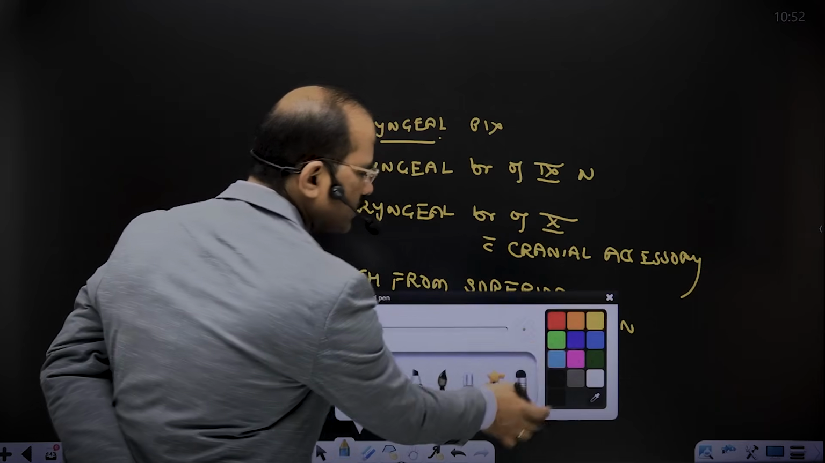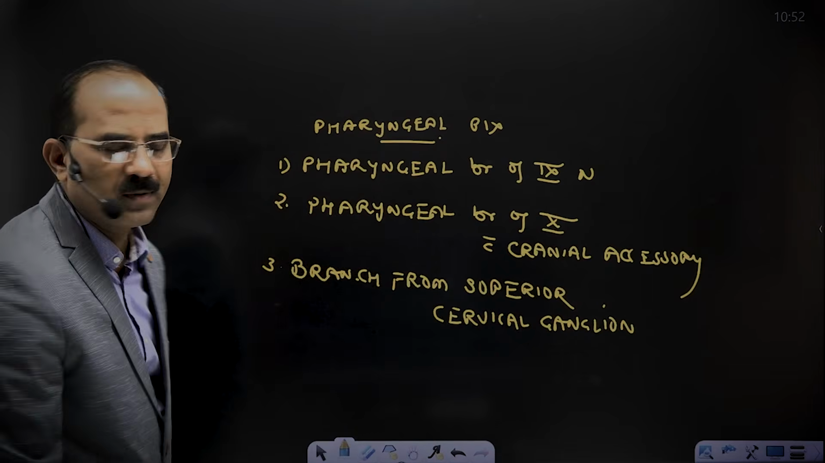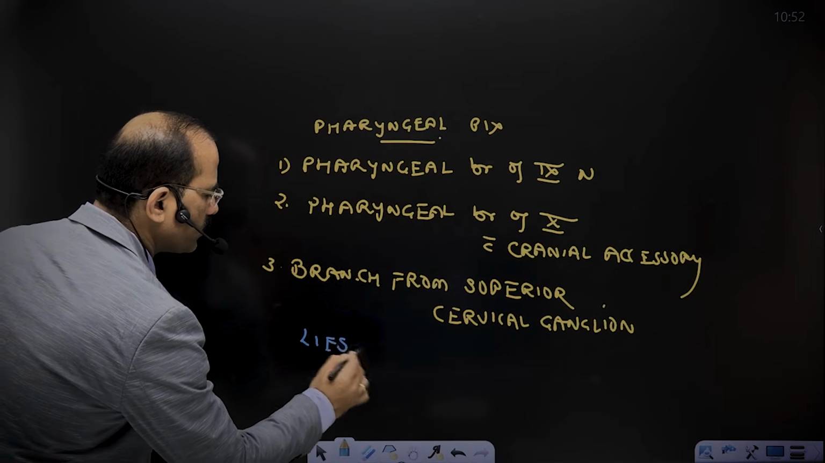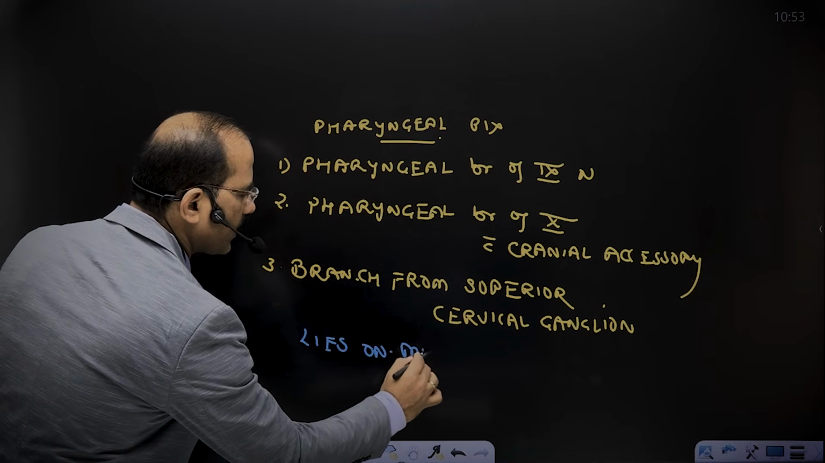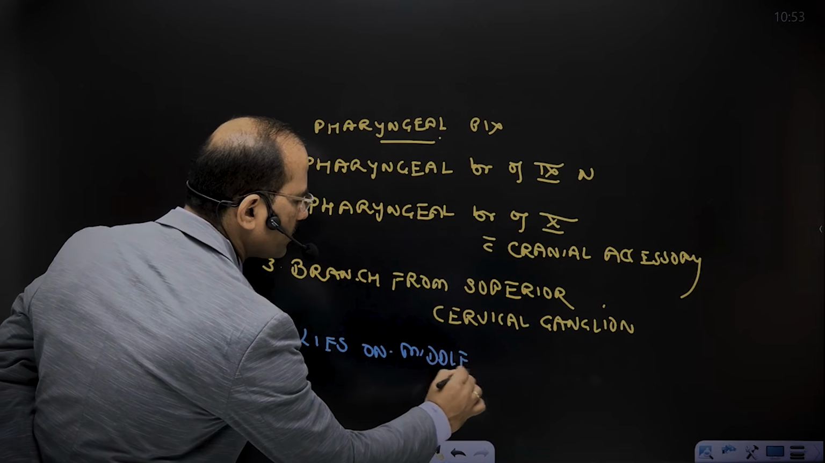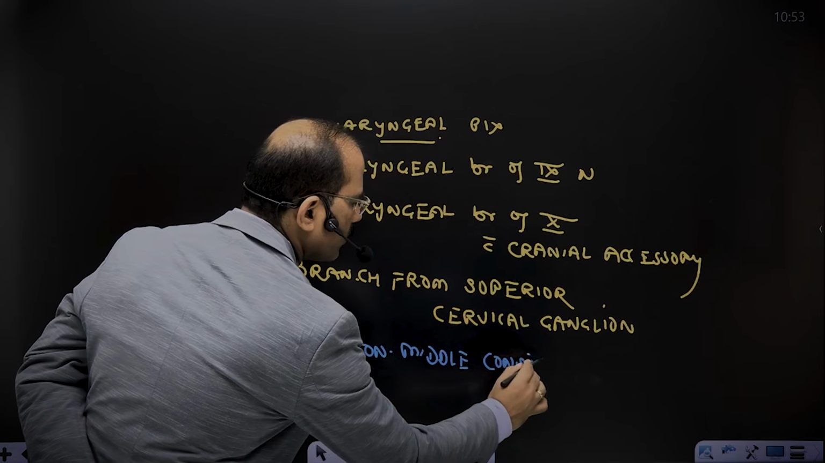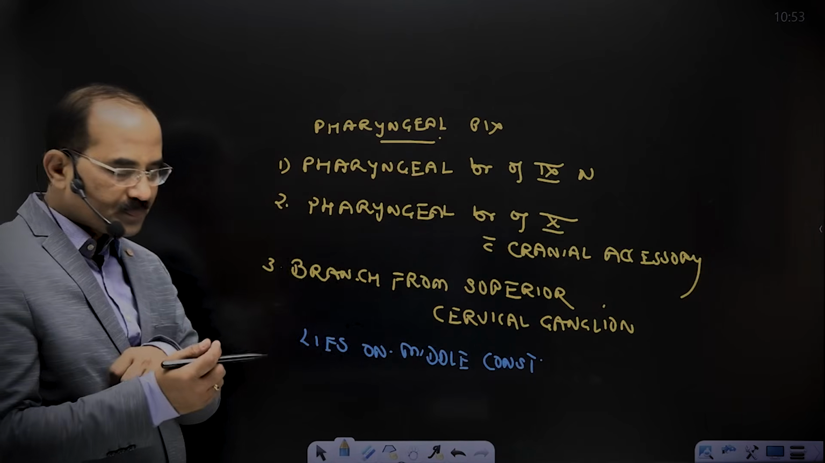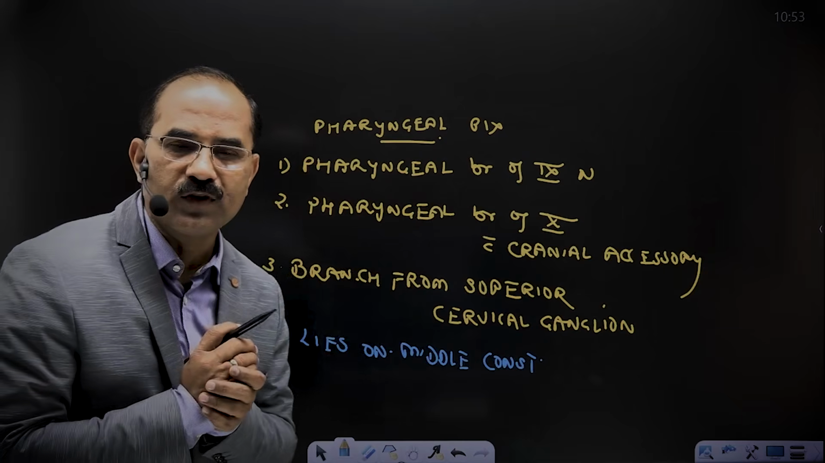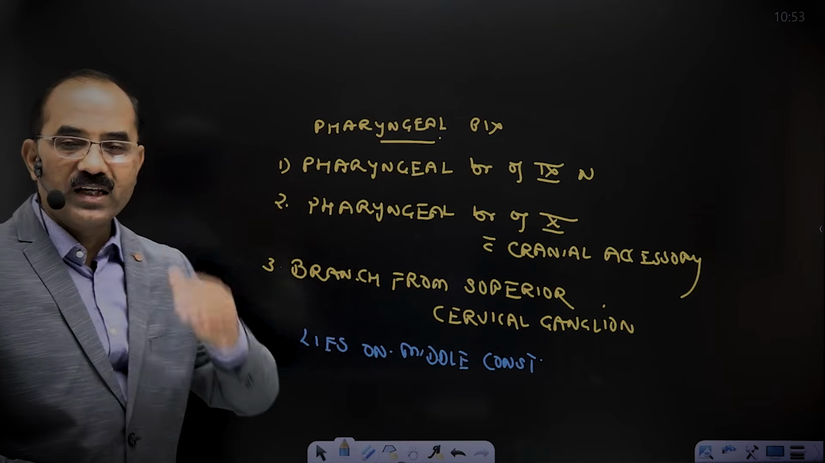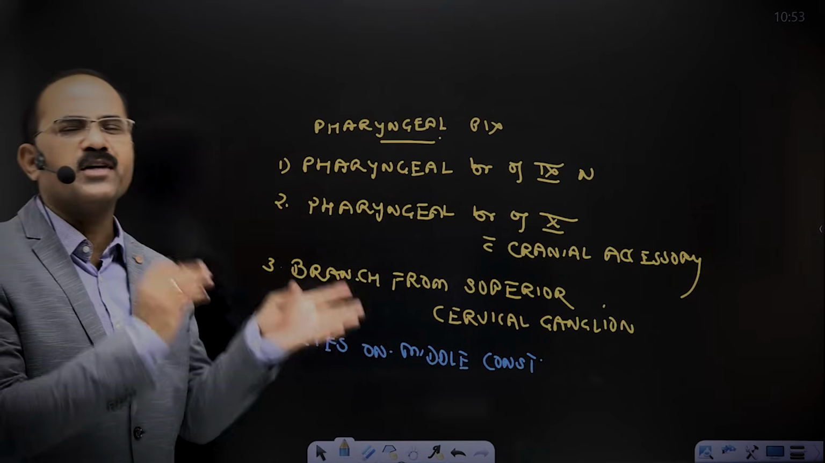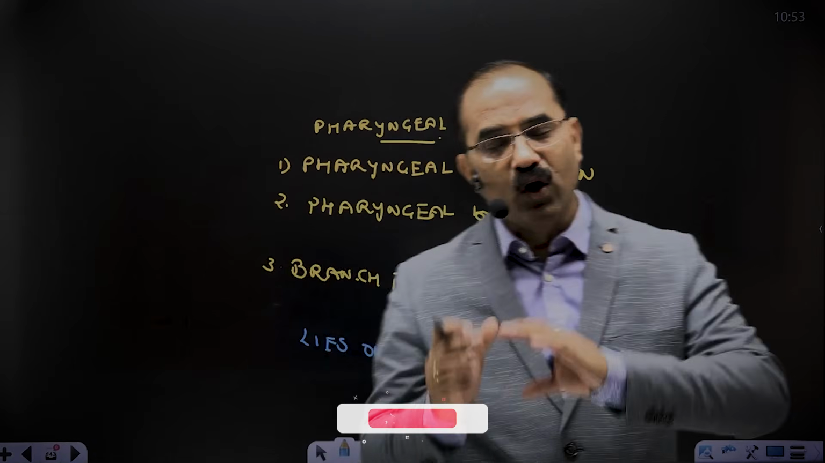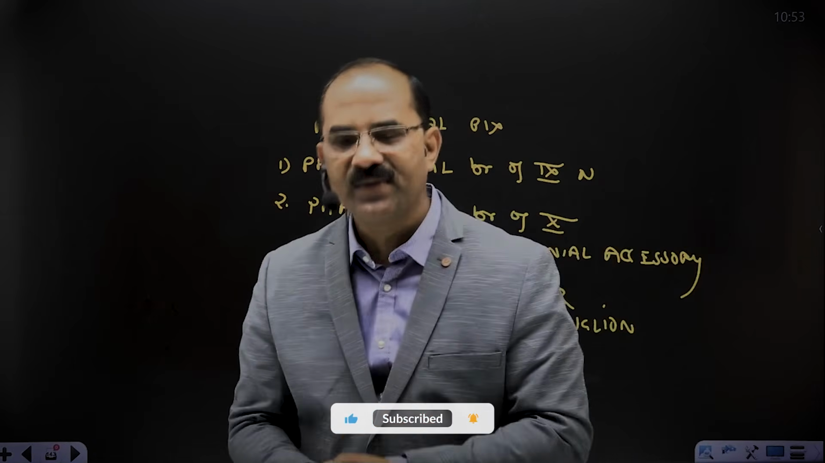Now this pharyngeal plexus, where does it lie? This pharyngeal plexus lies on the middle constrictor muscle of the pharynx. That's a very important MCQ. So how is the pharyngeal plexus formed? One, the pharyngeal branch of the glossopharyngeal nerve, the pharyngeal branch of the vagus with the cranial accessory, and a branch from the superior cervical ganglion.